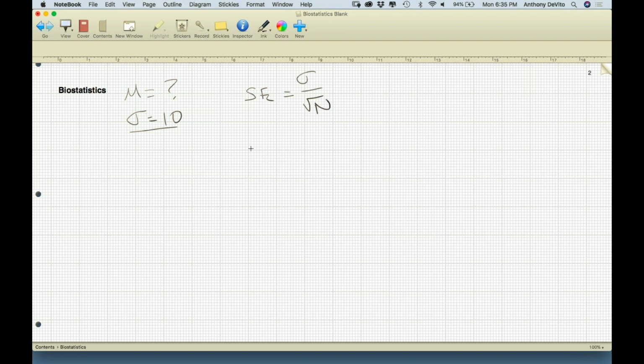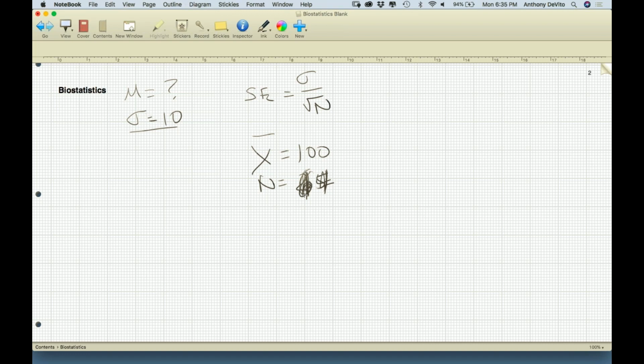Okay, so let's say that I take a sample, x bar is equal to 100. My sample size happens to be 25, right? Actually, I'm going to change that. I'm going to make my sample size 64.